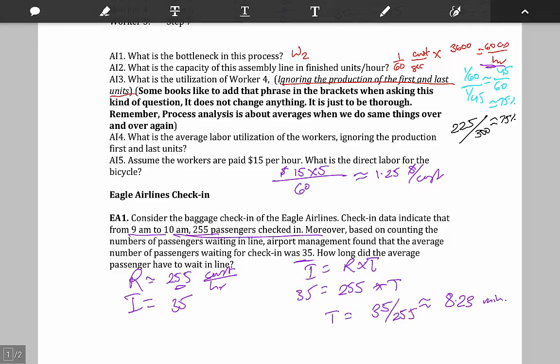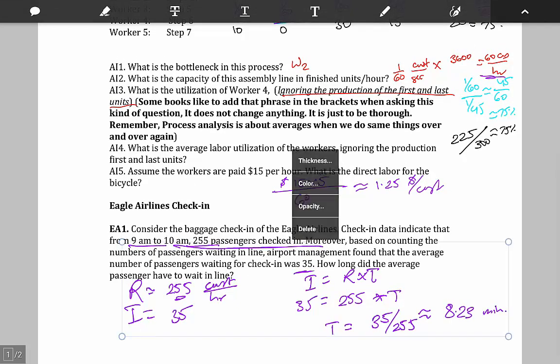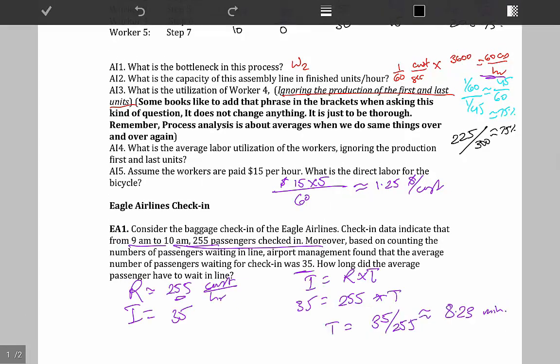Alright, so this was an hour. I had to convert that. So remember, this was an hour. I had to multiply it by 60 to get 8.23.